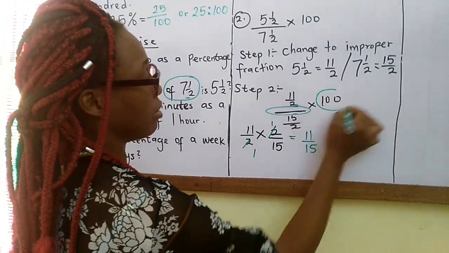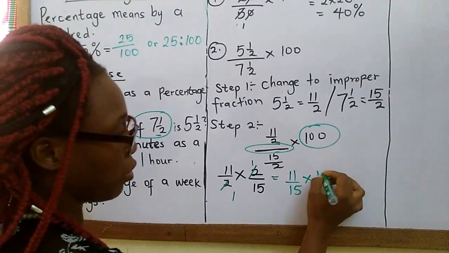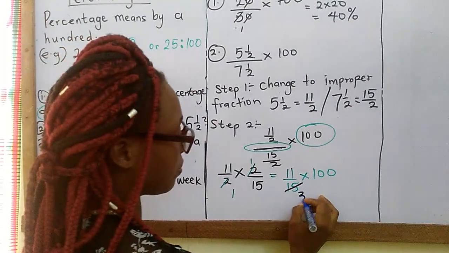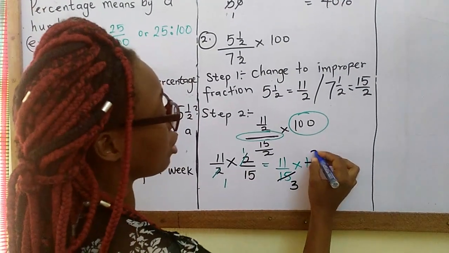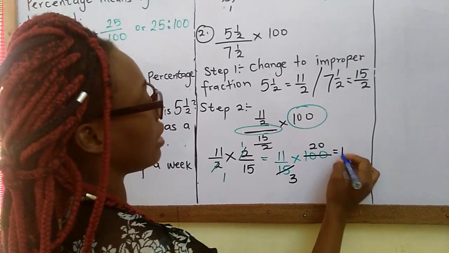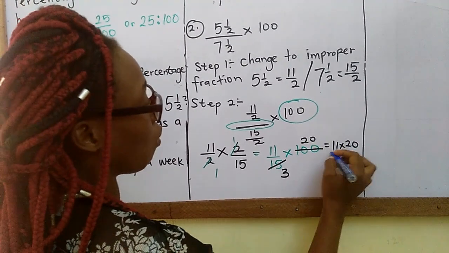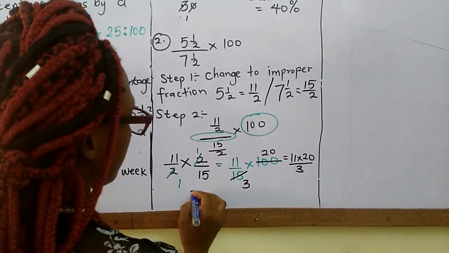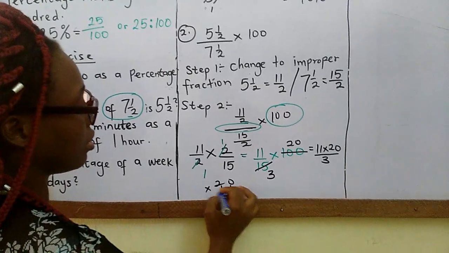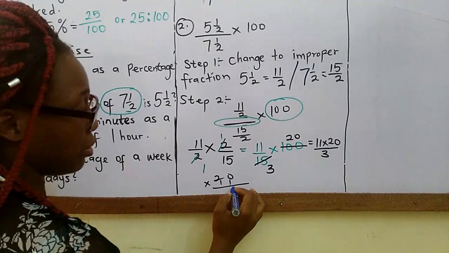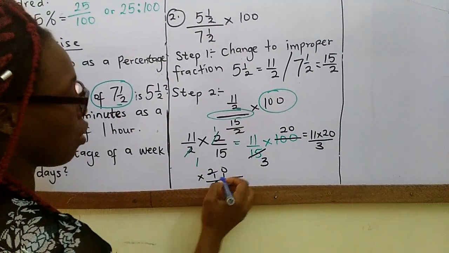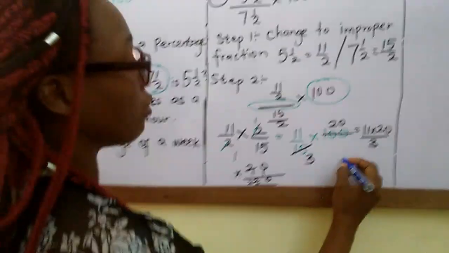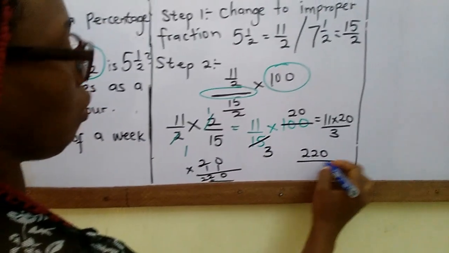Remember our times 100. So 5 here is 3, 5 here is 20. So we have 11 times 20 over 3. So what's 11 times 20? Let's find out. 20 times 11. 1 times 0 is 0, 1 times 2 is 2, 1 times 0 is 0, 1 times 2 is 2. So here we have 220 over 3.